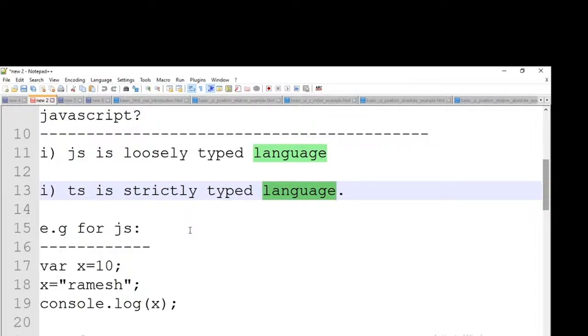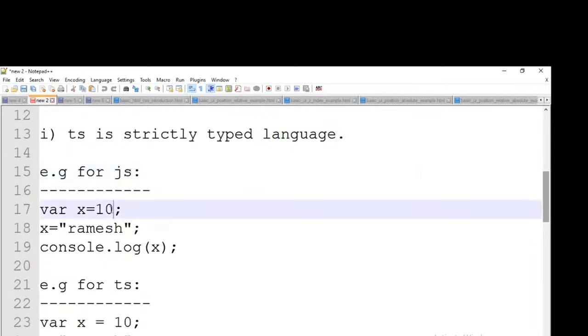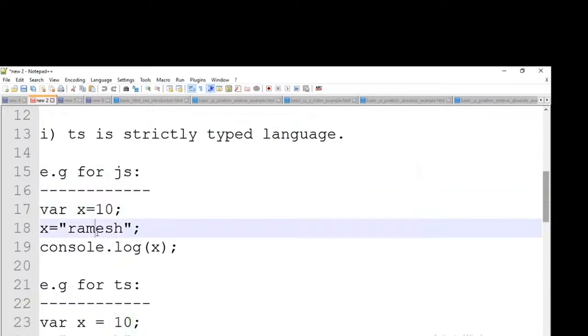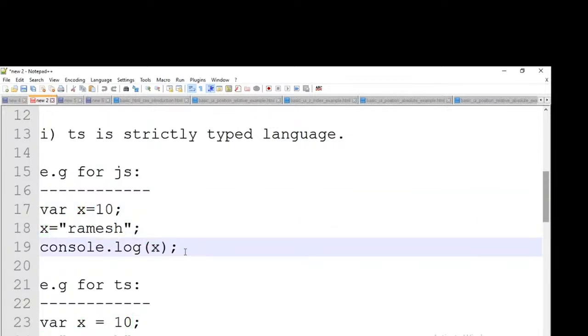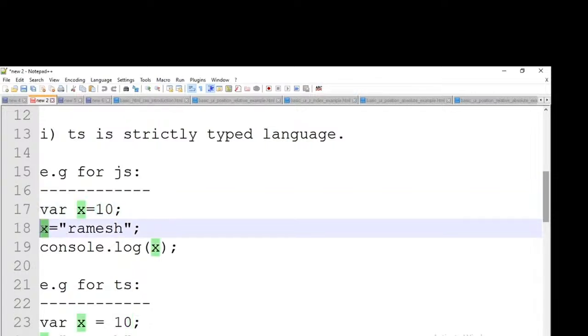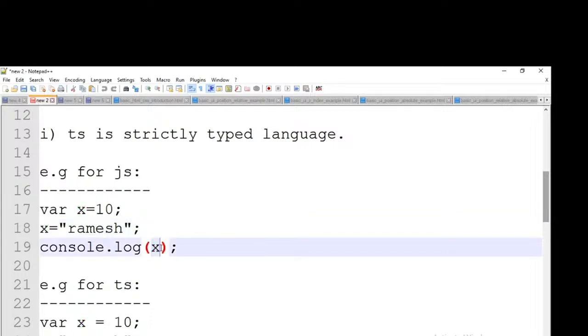Okay, right. So for example, x equal to 10, x equal to Ramesh, and console.log x. See here, I want to deal with the data 10, and it is assigned to a variable called x. So x equal to 10. Next, what I'm doing is x equal to Ramesh, then console.log x. Now respond everybody, what is the output I will get?